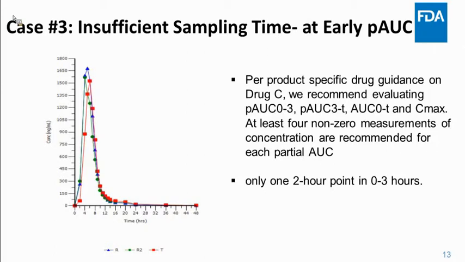However, the applicant only included 2 sampling times for the partial AUC 0 to 3, which are 0 hour and 2 hours. So the sampling times for this study are not sufficient to accurately estimate partial AUC. The applicant was asked to repeat the study with an adequate number of blood samples in order to reliably estimate partial AUC.